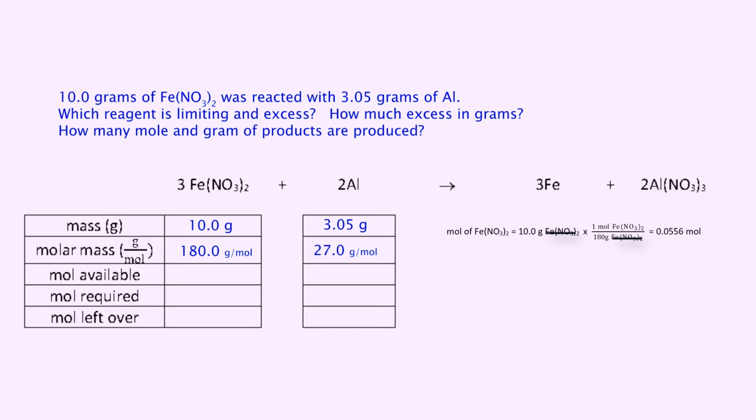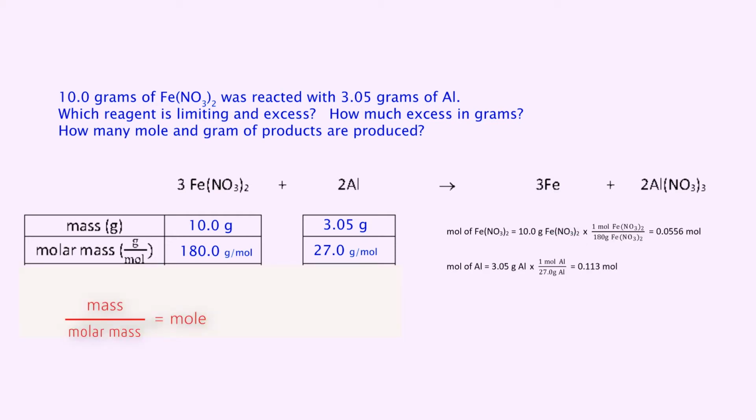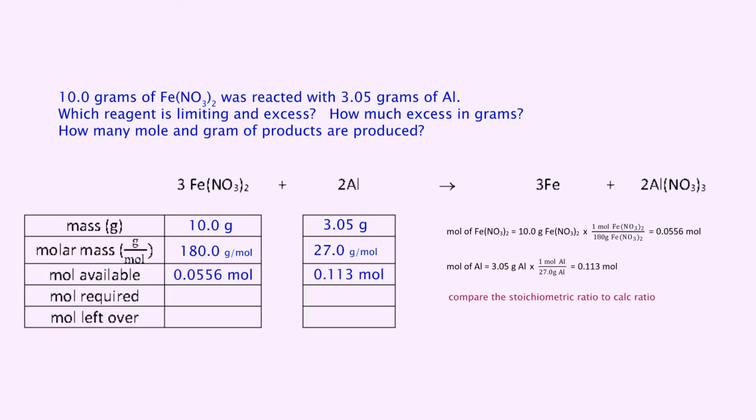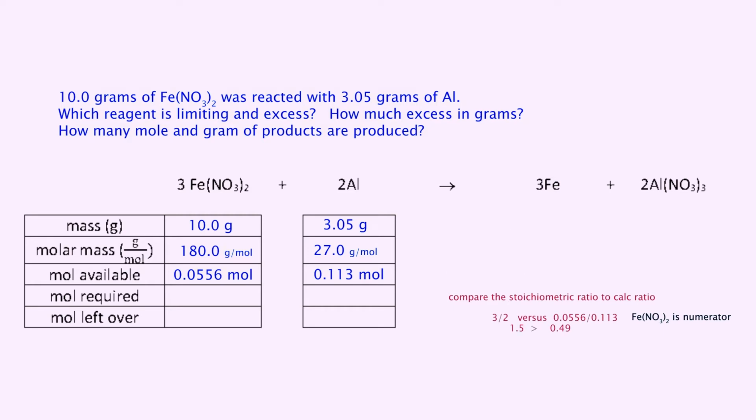In the unit analysis method, the moles of the substance is equal to the mass times 1 over the molar mass. And the table shows the mass is on top of the molar mass, so take the mass divided by the molar mass. To determine the limiting reagent, compare the stoichiometric mole ratio with the calculated mole ratio. Choosing iron(II) nitrate as a numerator means that you are testing to determine whether this is the limiting reagent. The stoichiometric ratio of iron(II) nitrate over aluminum is 3:2 or 1.5. This ratio is larger than the available mole ratio of 0.0556 divided by 0.113 or 0.49.